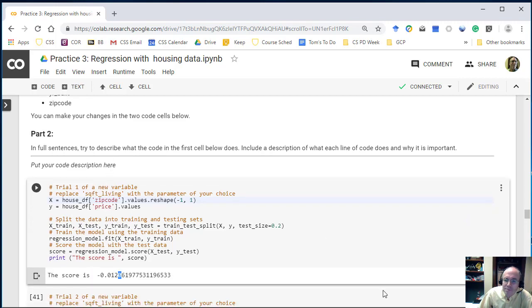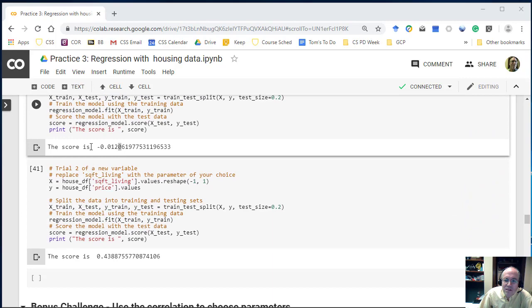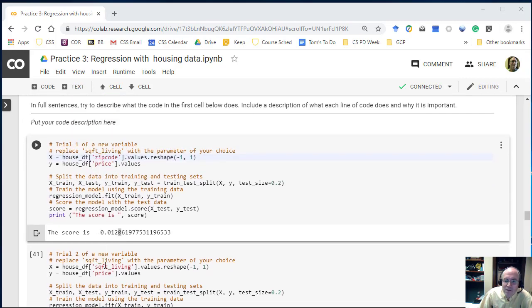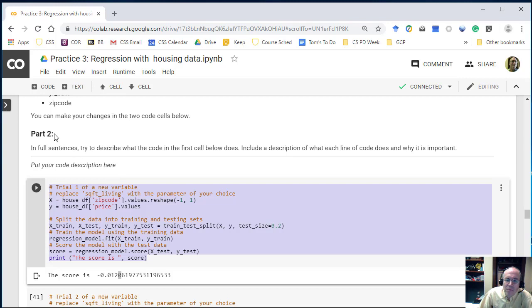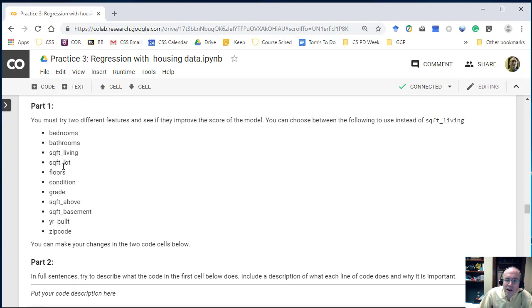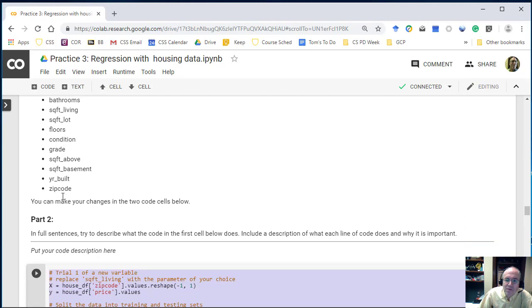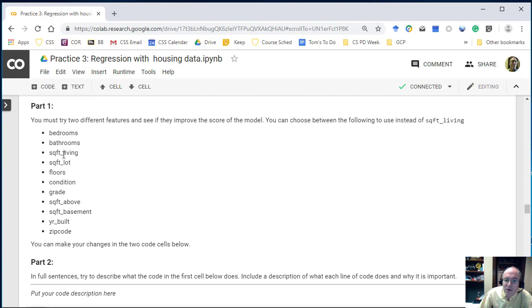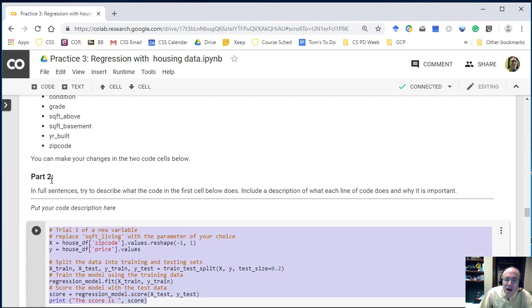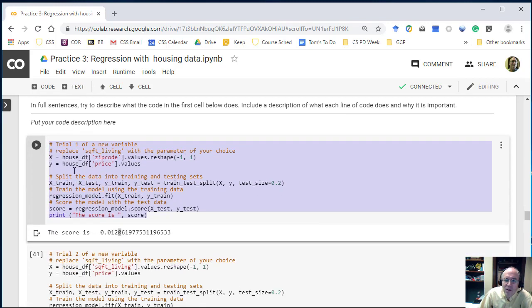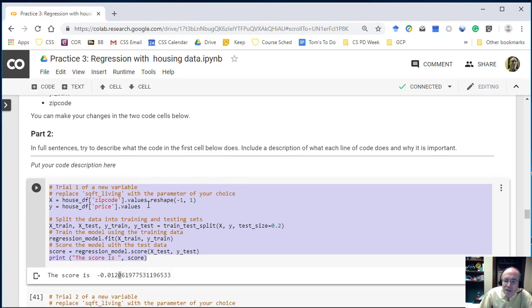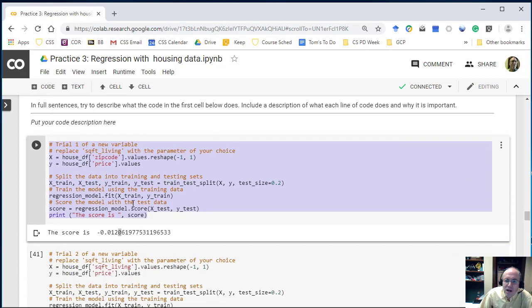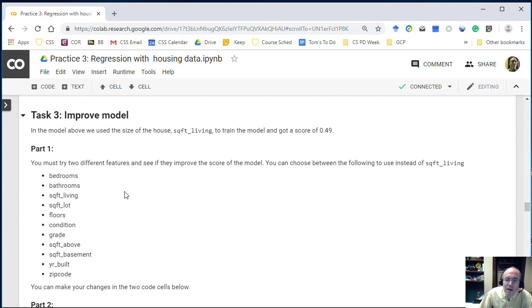So again, you want to try out a couple of different features. There are two cells here. Try two different values. And then also, I want you to understand this code a little bit. So part 1 is to try out two different features from the list, like zip code and something else, but maybe zip code's not the best choice, so pick two other ones. In part 2, try to describe what this code does. Describe in full sentences up here what each line of the code does, and see if you've understood what this code is doing. Okay, so that's task 3 here.